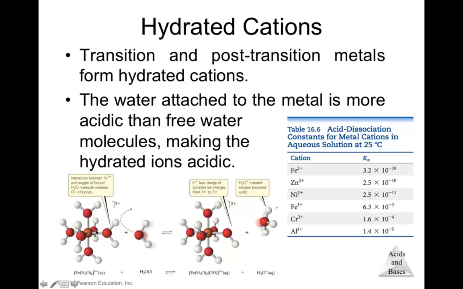So when we have a complex of transition or post-transition metals, those are considered acidic, okay? Because the molecules of water that are bound to those metals, those hydrogens are going to be really, really acidic. Here we have a table of different acid dissociation constants for metal cations. And we can see here that this is increasing going down. So we have iron, zinc, nickel, and all the other metals, and the Ka for each one.